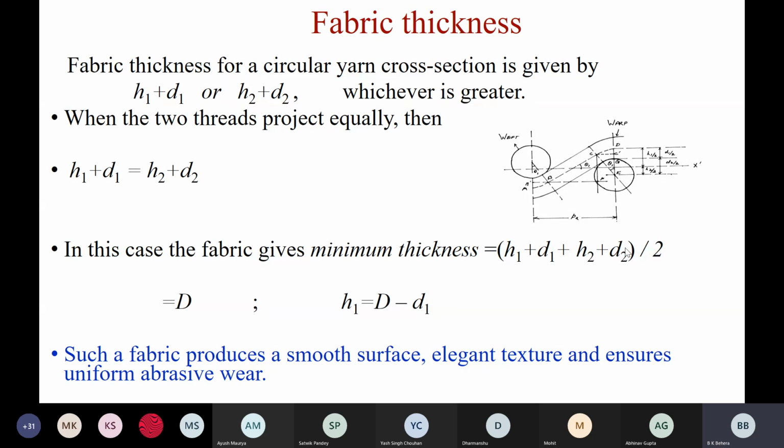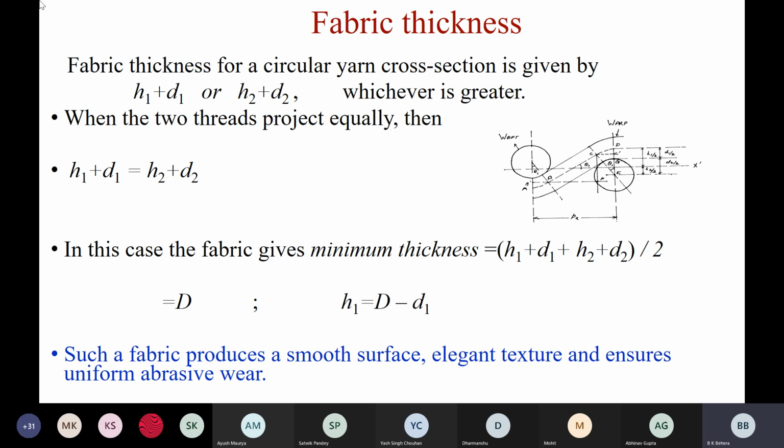H1 plus D1 plus H2 plus D2 divided by 2. And we know D1 plus D2 is equal to capital D. That means H1 is equal to D minus D1, or small h1 plus small h2 is also equal to D. So you can write it in any form. H1 plus D1 is equal to H2 plus D2. If D1 plus D2 is equal to capital D, substitute the value of capital D. H1 will be D minus D1, or any combination, whatever formulation. It depends on what is given to you and what you want to determine. Such a fabric produces a smooth surface.